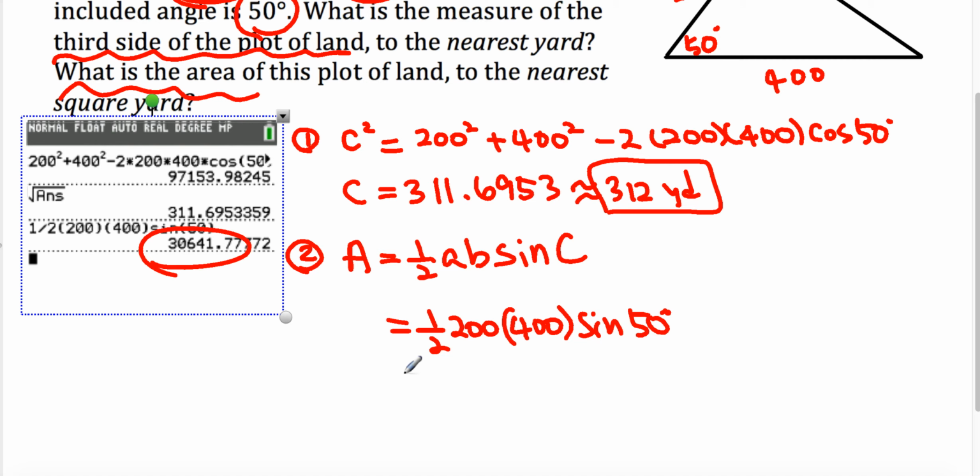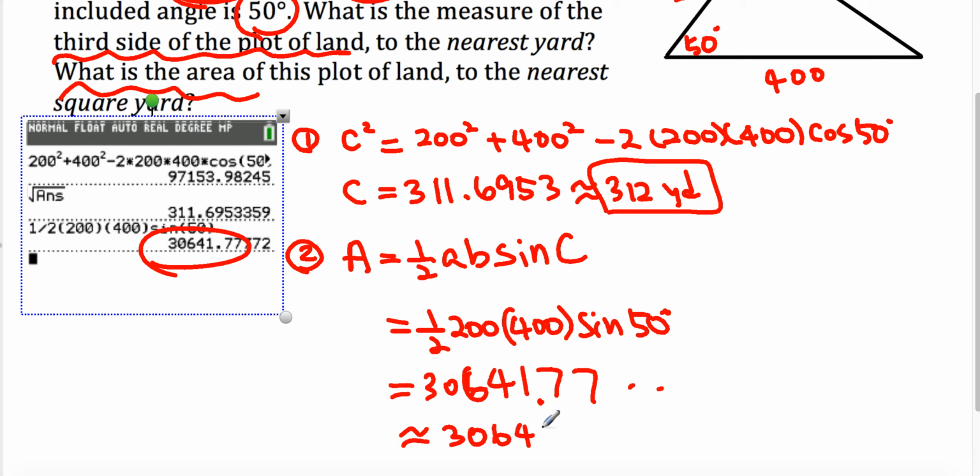Then I realize that that becomes my answer, the area, to the nearest square yard. So 30641.77 and it continues, with the decimal point right over here. So that's approximately equal to 30642 square yards. That becomes my final answer. All right, let's move on to the next question.